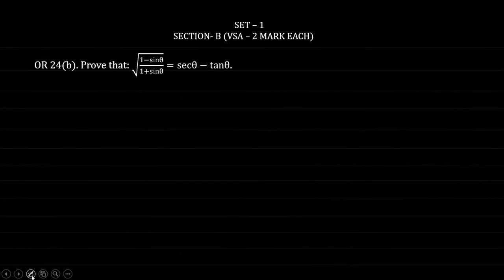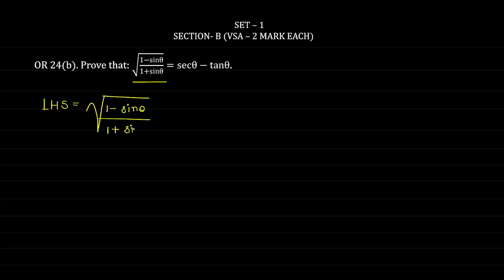This is also from trigonometry. Let's see. So we have to prove that LHS, which is square root of (1 minus sine theta) divided by (1 plus sine theta), is equal to secant of theta minus tangent of theta. Okay, so let's see the solution here. LHS is equal to square root of (1 minus sine theta) divided by (1 plus sine theta).